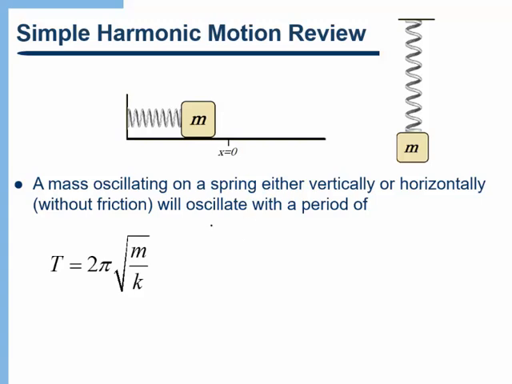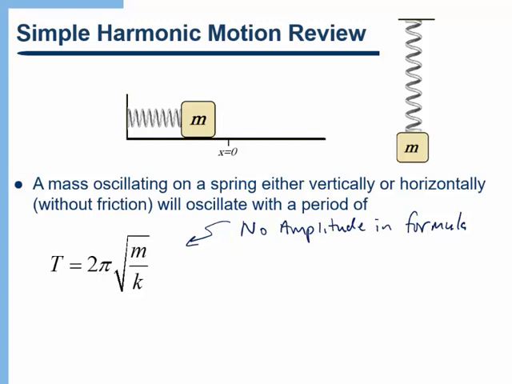First of all, notice no amplitude in the formula. So whether I displace the mass 1 centimeter or 10 centimeters and let it go, the period will be the same. Now, why is that?